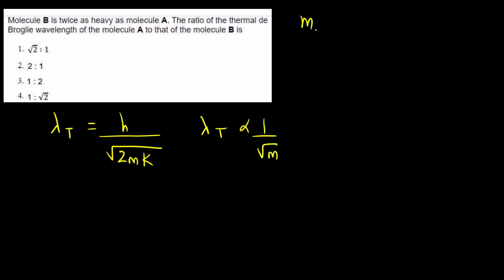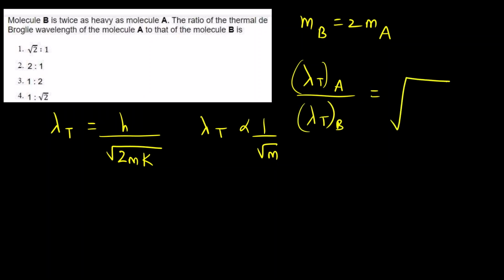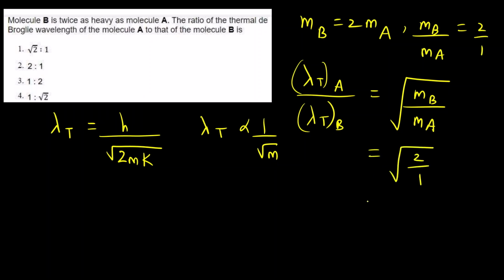So what was the given data? Mass of B is twice as heavy as mass of A. So the thermal wavelength of A to thermal wavelength of B, we want the ratio of A to B, will be root of, since it is inversely proportional, mass of B divided by mass of A. From this, mB by mA will be 2:1. So substitute this: root of 2 by 1, square root of 2 divided by square root of 1, which is 1. So what is the ratio? Root 2 is to 1.